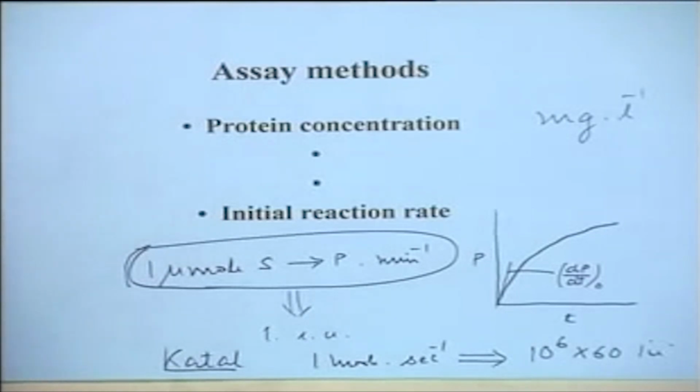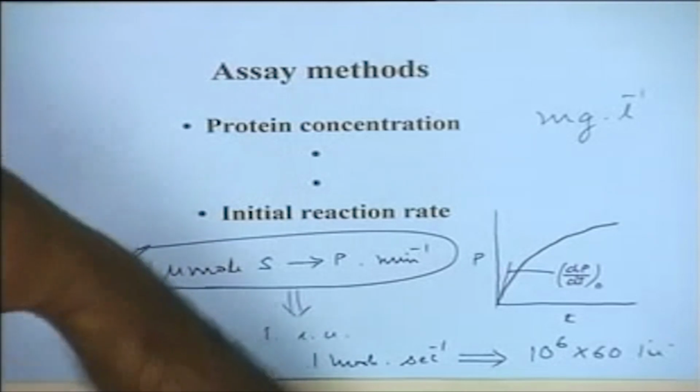But the importance of protein concentration lies in the fact that it gives you an idea about the purity of the sample. That means, in case of a mixture of proteins present, you can identify what proportion of the total protein is the enzyme molecule, or what proportion of the total protein is the catalytically functional enzyme molecule. And therefore, protein concentration determination is another important parameter.